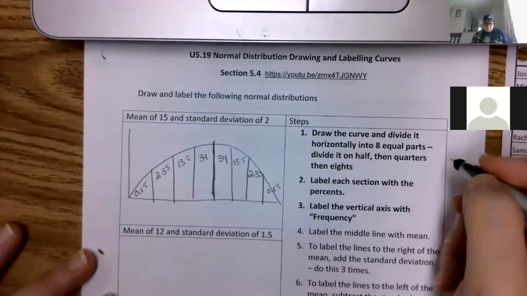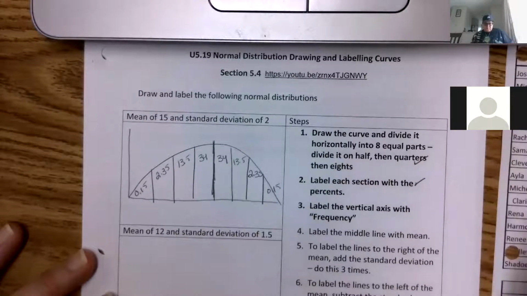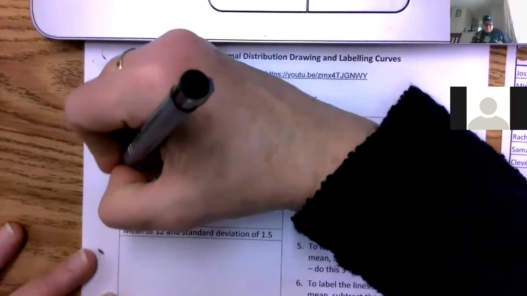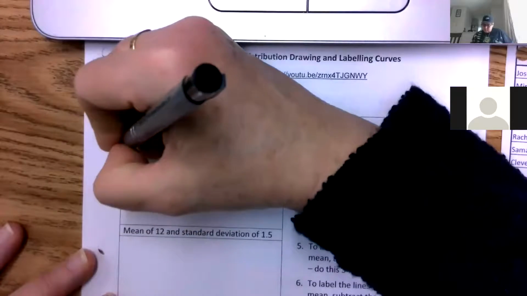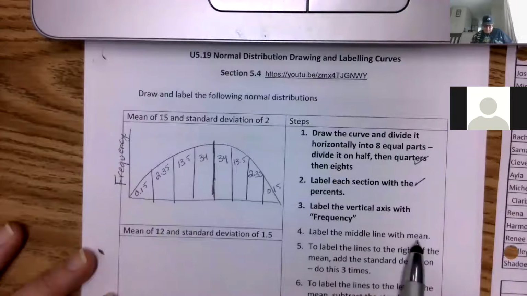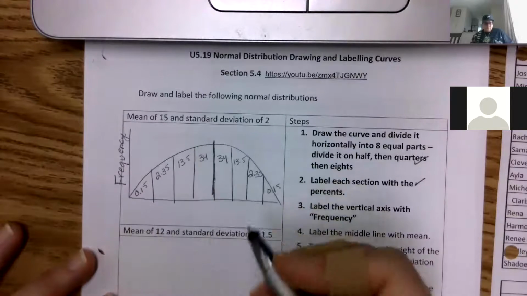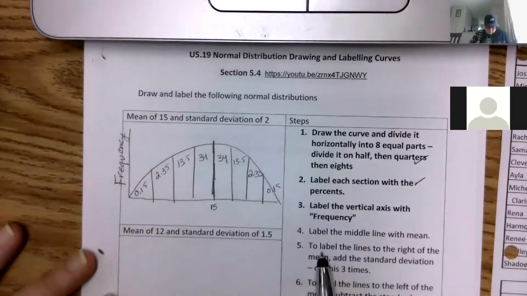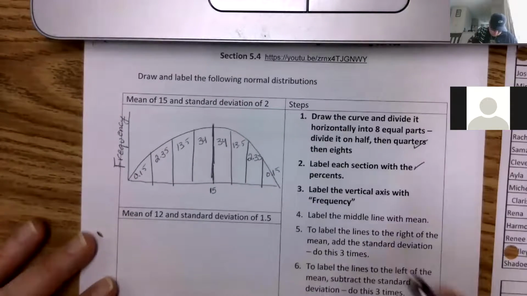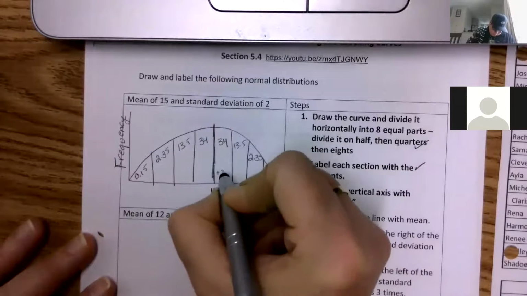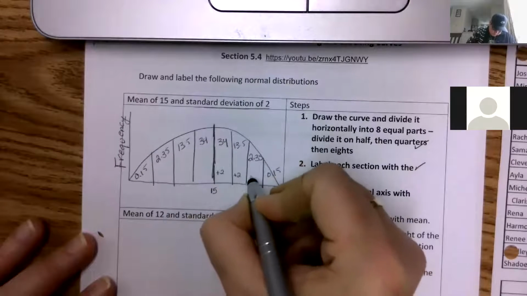Okay, so check and label a vertical axis with frequency. All right, label the middle line with the mean. In this case, I said the mean was 15. Label the lines to the right of the mean and add the standard deviations. Do this 3 times. So our standard deviation is 2. So +2, +2, +2.